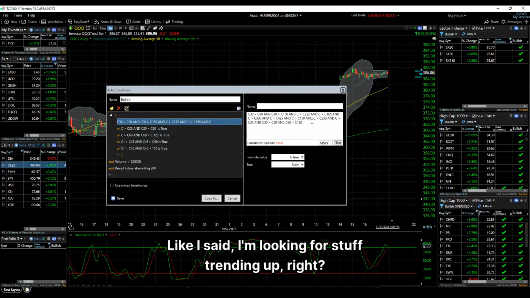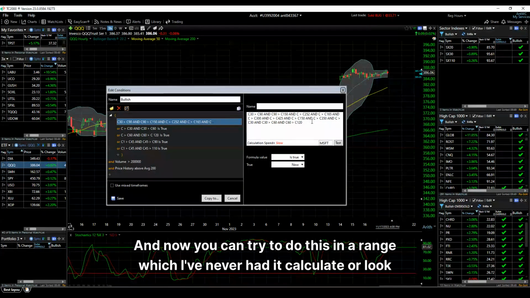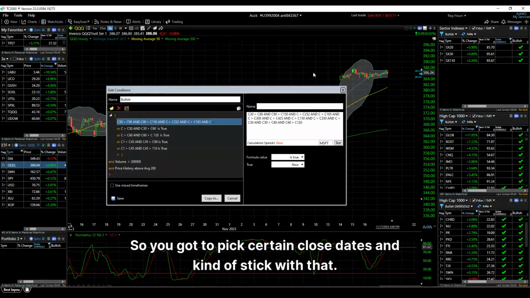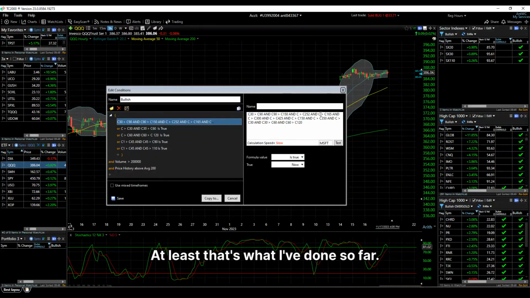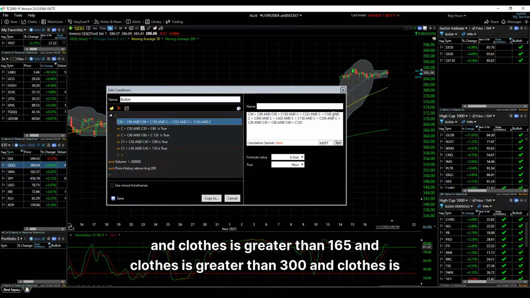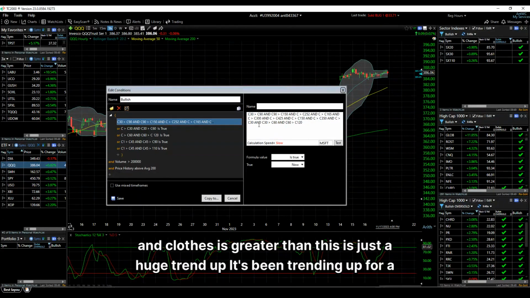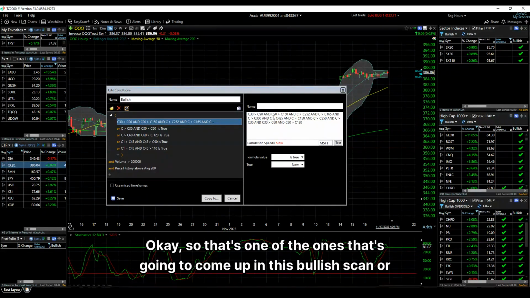Like I said, I'm looking for stuff trending up, right? Now you can try to do this in a range, but I've never had a calculator look right. So you've got to pick certain close dates and kind of stick with that. At least that's what I've done so far. And close is greater than the other closes listed here. So this is just a huge trend up. It's been trending up for a while. Okay, so that's one of the ones that's going to come up in this bullish scan.